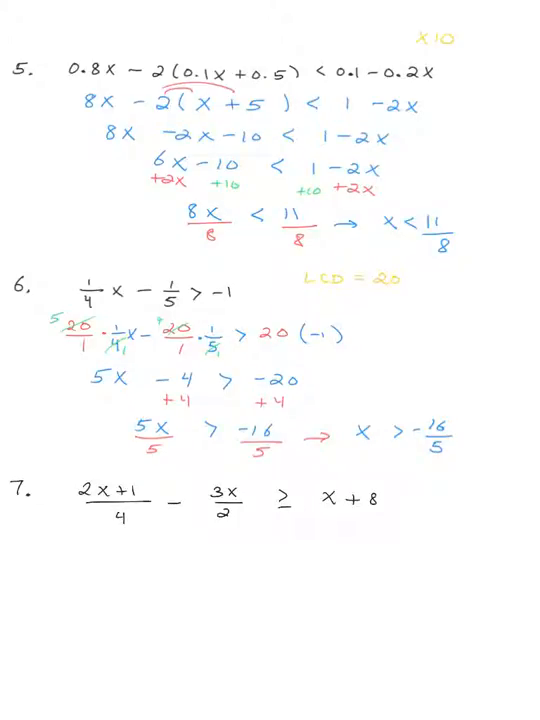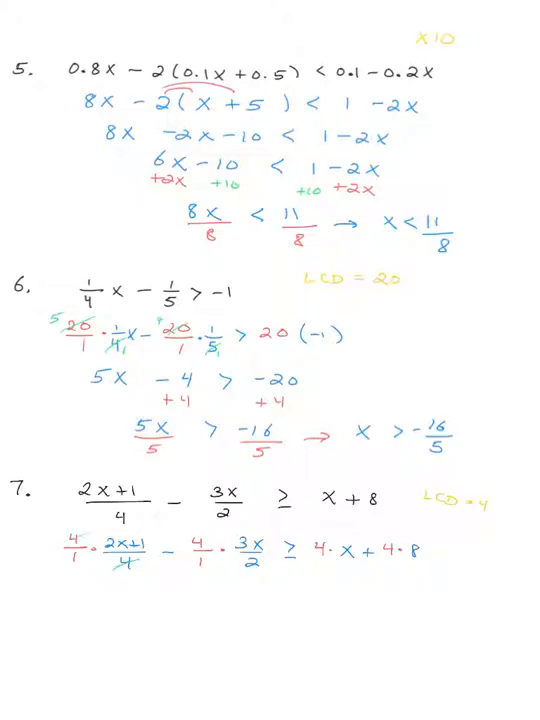Okay, so here my least common denominator is going to be 4. So that means I'm multiplying 4 to every single fraction, except on the right side where 4 gets multiplied to both terms. This is 2x plus 1 over 4 minus, then we got 3x over 2 is greater than or equal to 4 times x plus 4 times 8.